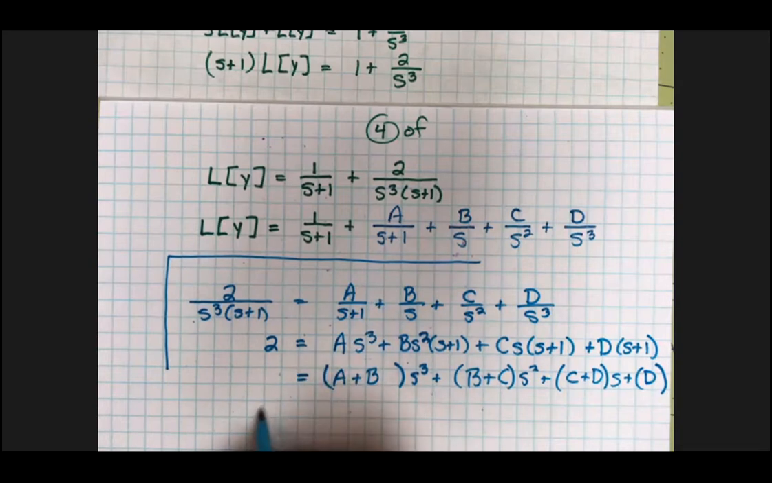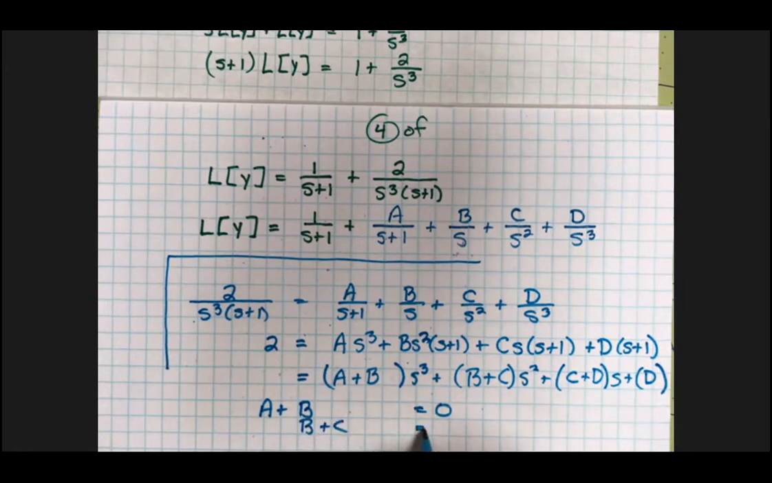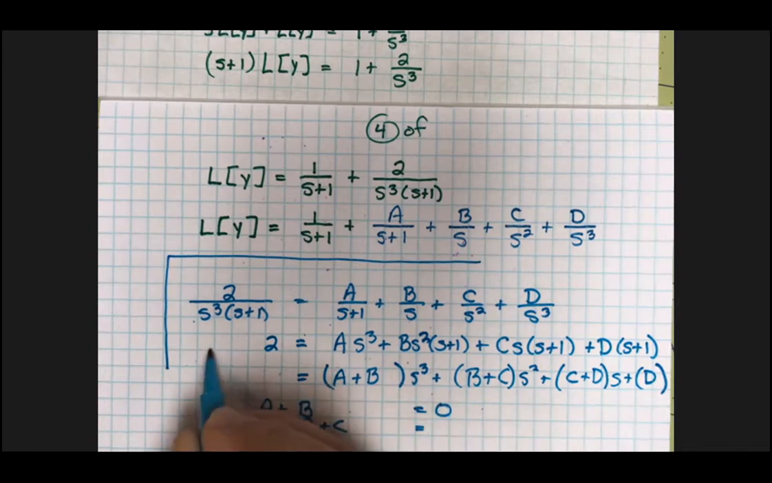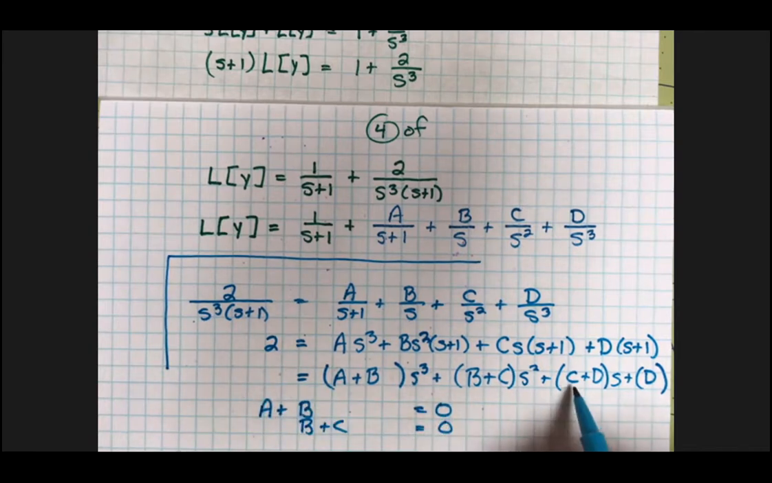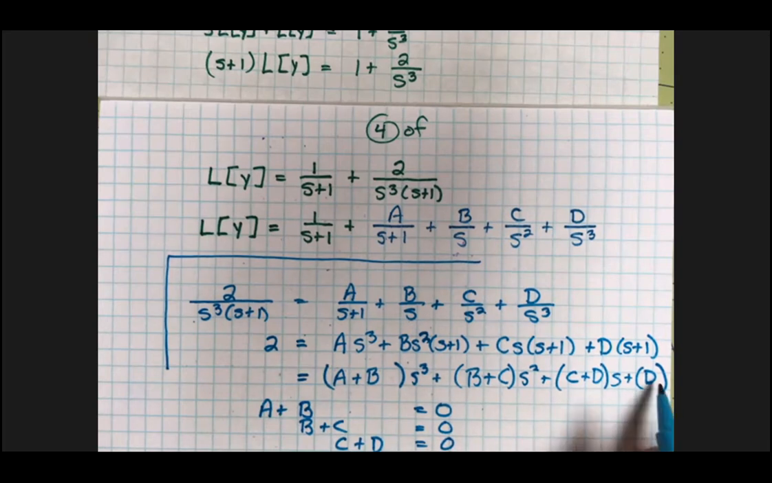In real life, you'd be doing linear algebra here. A plus B is the coefficient of S cubed. The coefficient of S cubed over here is zero. It's B plus C, coefficient of S squared is zero. C plus D, coefficient of S on the left side is zero. D, the constant on the left side is two.